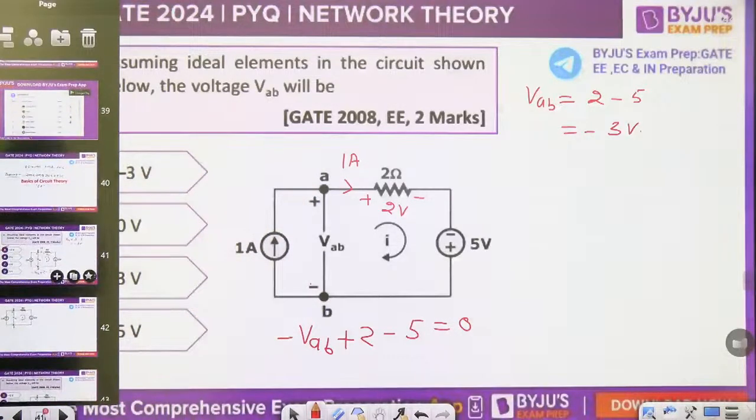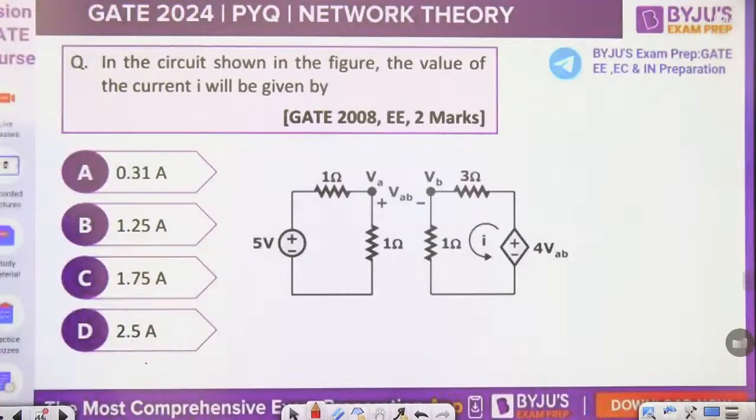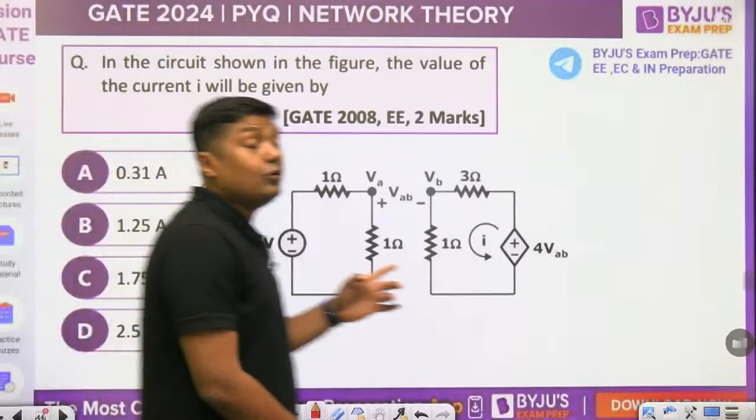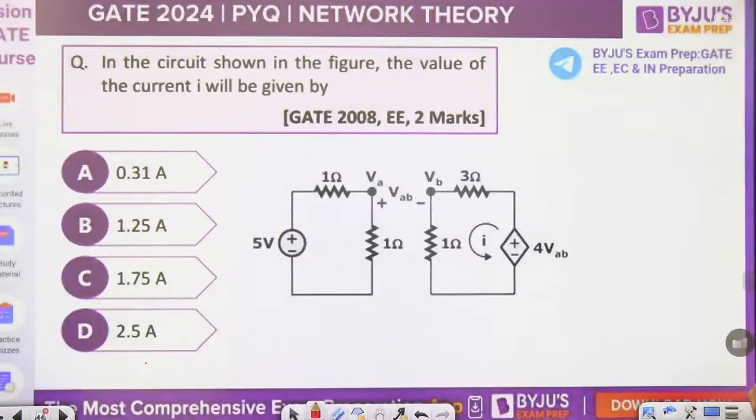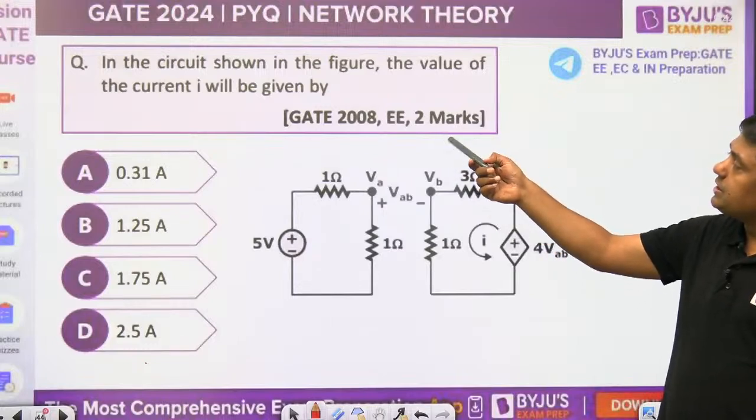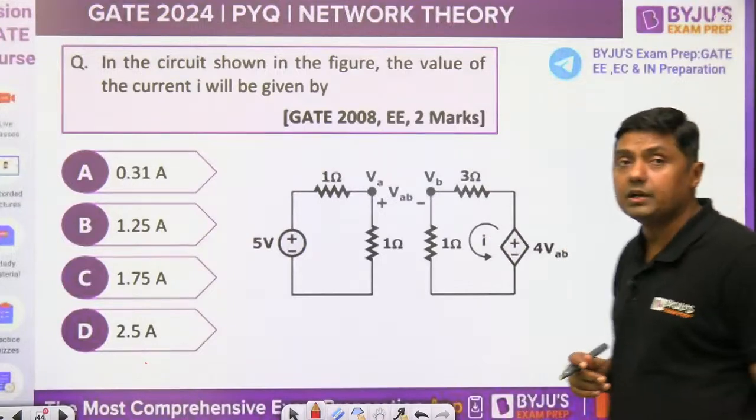Now, second one. In the circuit shown in the figure, the value of the current I will be given by. What is the value of I? Again, very, very basic questions. And remember, it is a balanced question paper in 2008. Electrical engineering 2 marks question again. First question from electrical, second question again from electrical engineering.